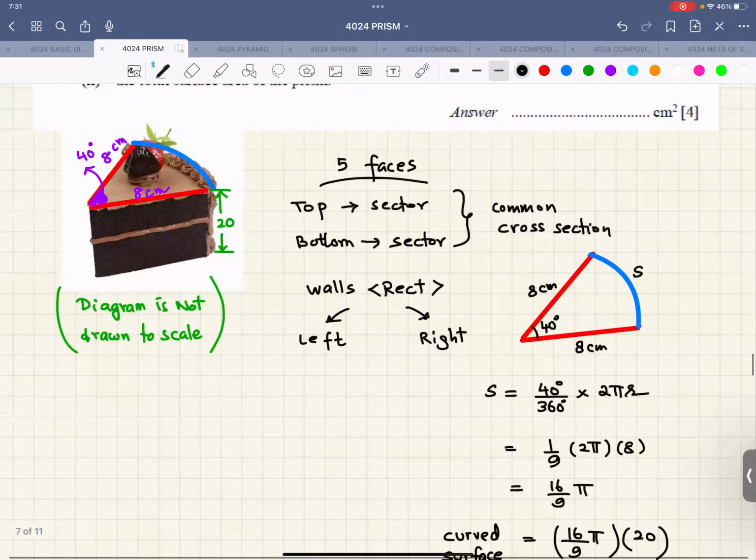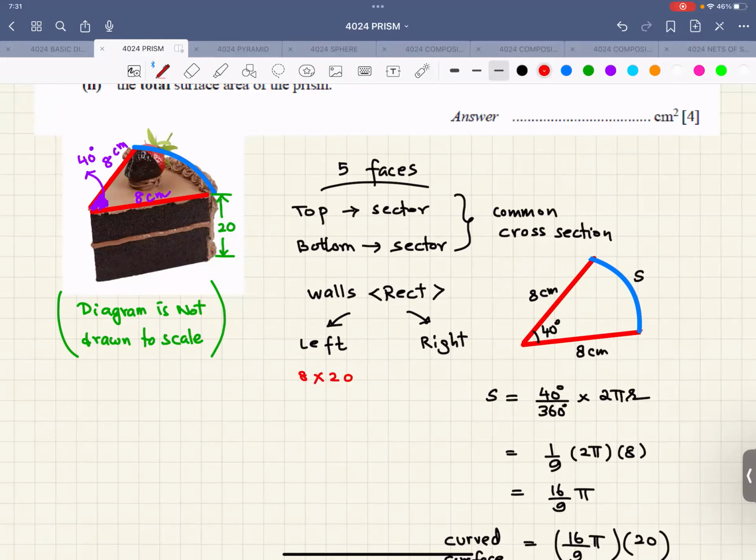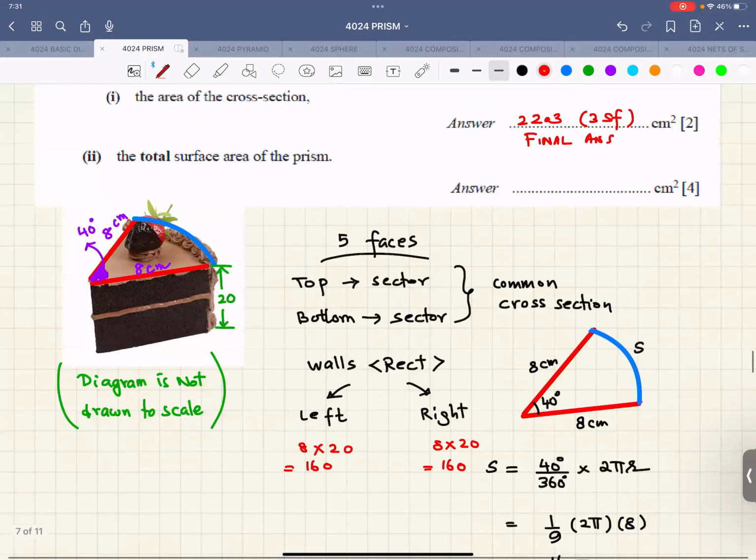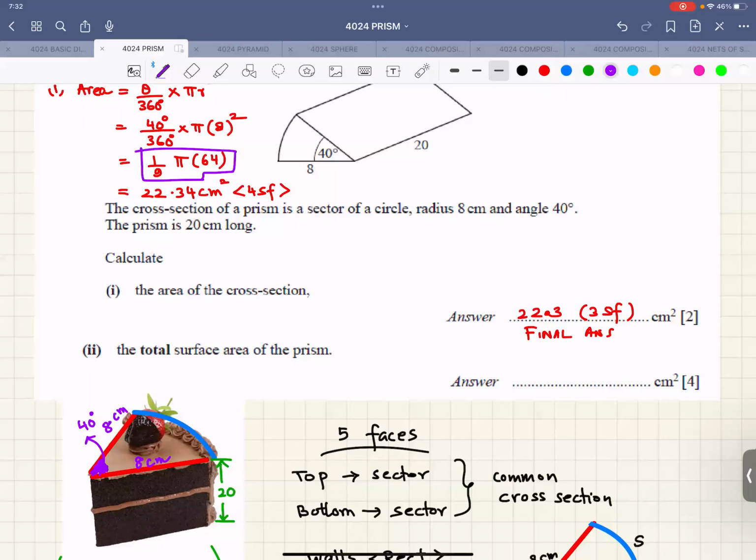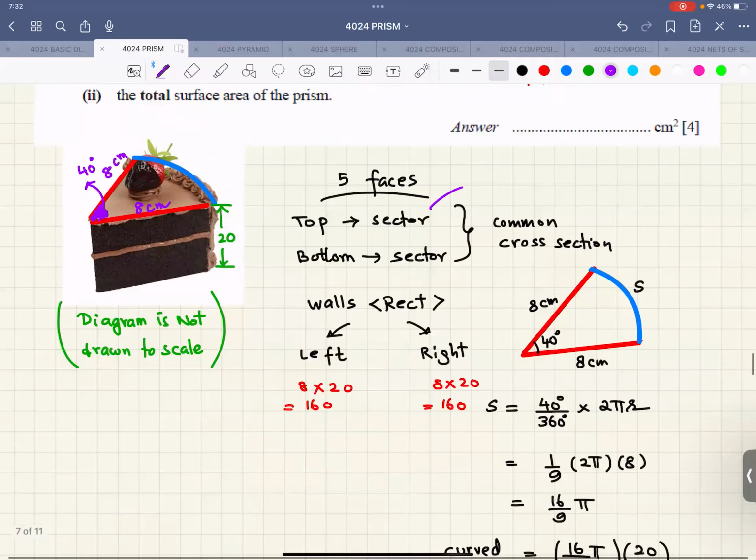What about the left wall and the right wall? That is 8 into 20. That is 8 into 20. This is 160. This is 160. We will write the units at the end. What about this thing? That is 64 over 9 pi. So the top area is 64 over 9 pi. The bottom area is 64 over 9 pi.